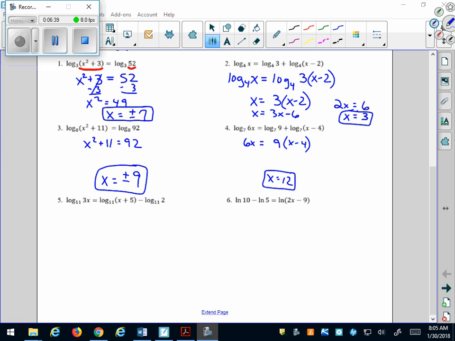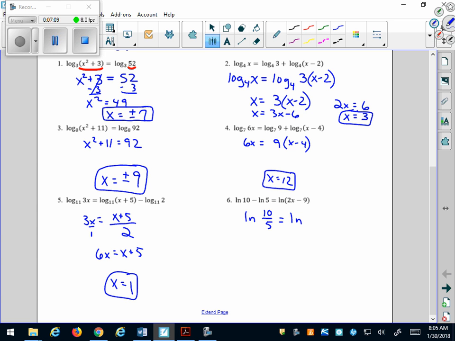All right, so when we condense this one and simplify, we get 3x equals x plus 5 over 2. Cross multiply, you get 6x equals x plus 5. And x is 1. Here we end up with ln of 10 over 5 equals ln of 2x minus 9, which ends up just 2 equals 2x minus 9, and x equals 11 over 2.